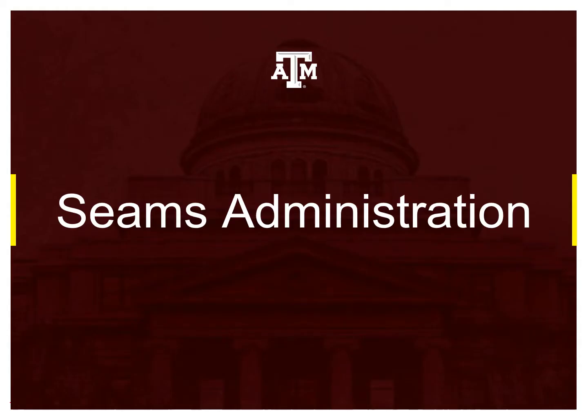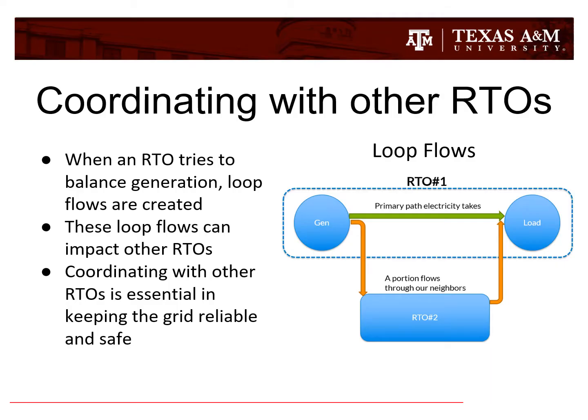Okay, so we just gave a brief overview of what an RTO is and their position in the US. So now we're going to give you some of the teams that help manage an RTO. We're going to start with Teams Administration. So what do they do? They essentially coordinate with other RTOs.